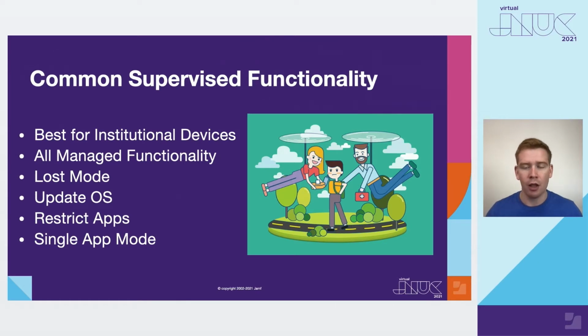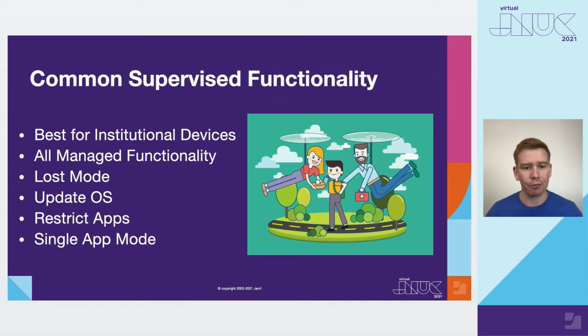First is lost mode, being able to brick a device and get the geographic location is one of the ways in which you can utilize supervision. Next is being able to update the operating system en masse or based on departments. You're also going to be able to restrict apps. So say that you don't want any streaming services eating up your data, or you just don't want streaming services on the devices themselves. That's something that you're going to be able to limit through supervision.